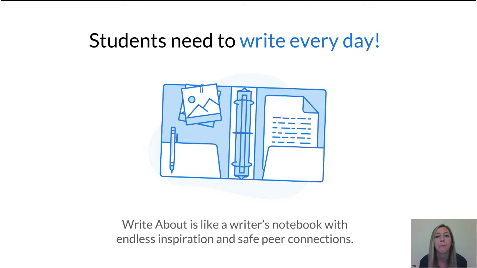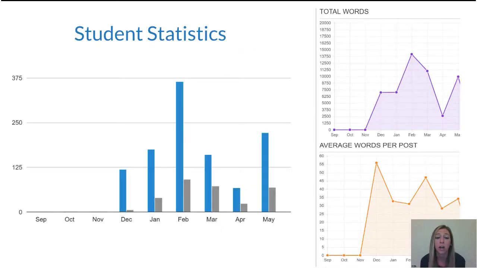So here's some data from my class that the students did. We started using Write About in December. So you will see it just skyrocketed and took off. In April, they were not on the computer as much, honestly, so that's why you see the decrease. But it jumped right back up in May. They just loved using the program.